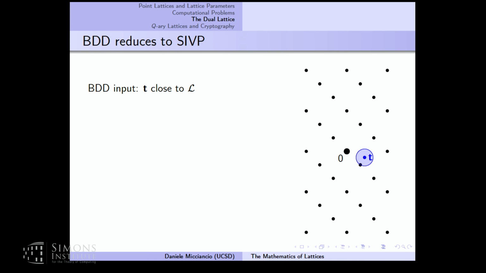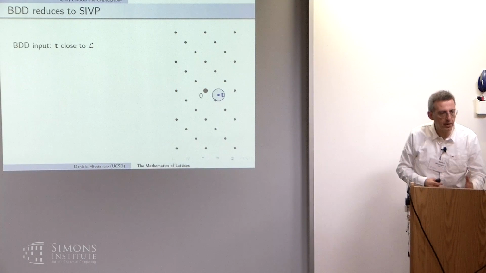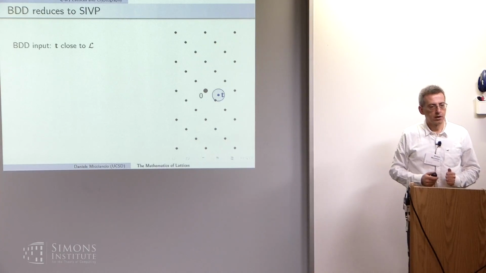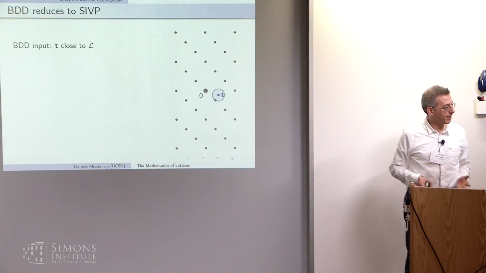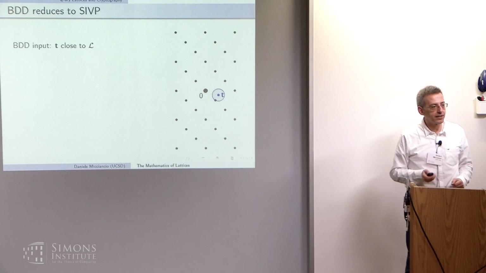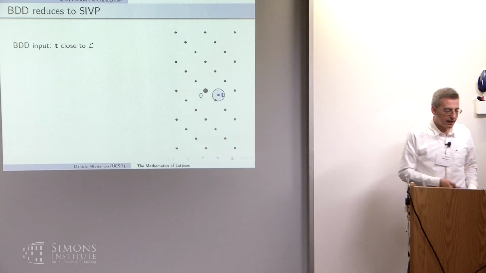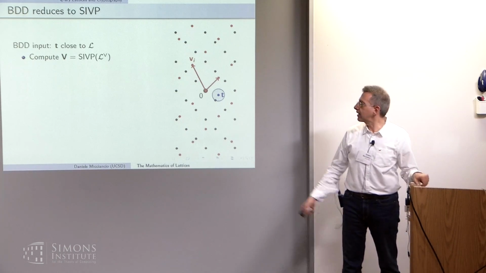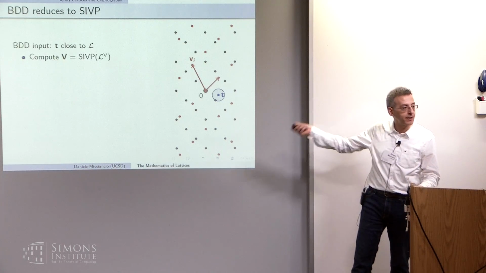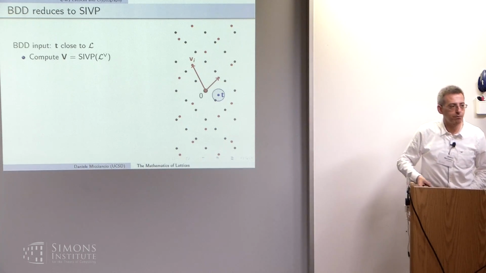Now, what if you want to solve BDD? I give you a target point, with a promise that it is not an arbitrary point in space, it's close to the lattice. But you don't want to find something within distance lambda n. You want to find a point in the lattice which is really closest to t. There are two things you can do. One is to say, I don't know how to do that, or just take lambda n, that's the best I can do, that's the solution. Or you can bring out the dual lattice and say, okay, instead of finding n linearly independent vectors in the lattice, let's find n linearly independent vectors in the dual lattice, in this set of seemingly useless red lattice points that are not even in the right place if you look at them.